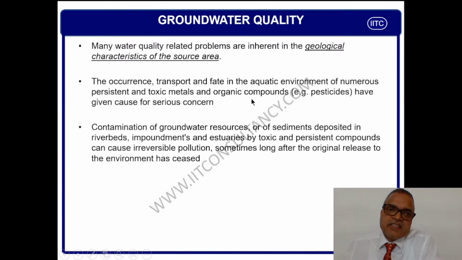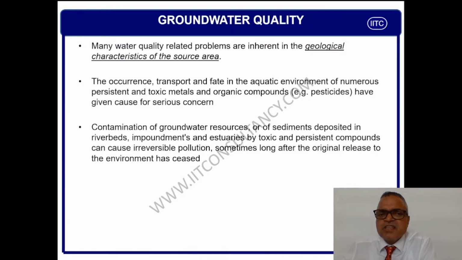Guys, there are many other reasons for good quality. Many water quality related problems are inherent in the geological characteristics of the source area. As we explained earlier, if there's an iron mine, a coal mine, or a bauxite mine, the water quality of the source is different. The occurrence, transport, and fate in the aquatic environment of numerous persistent and toxic metal and organic compounds, for example pesticides, have given cause for serious concern.